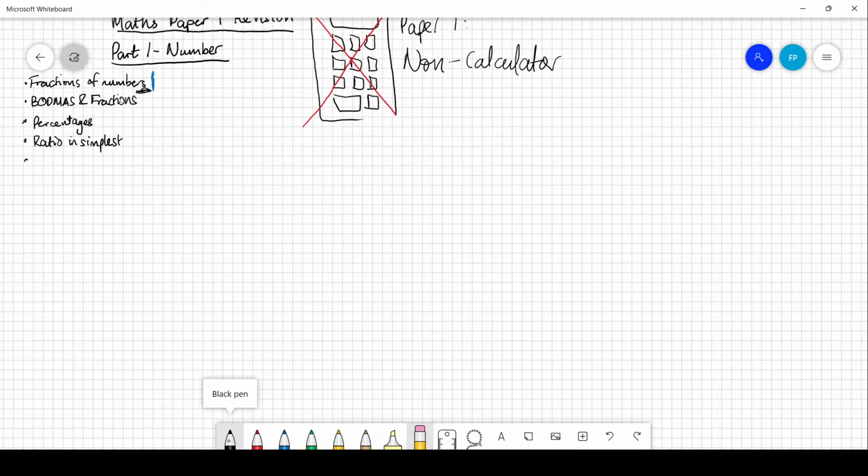Moving on to the slightly harder bits, we've now got ratio. How much simplifying ratio have you done so far? Quite a bit. Usually Foundation though. Yeah, so ratio is quite common in foundation papers, and it's often found at the start of the higher papers as well.